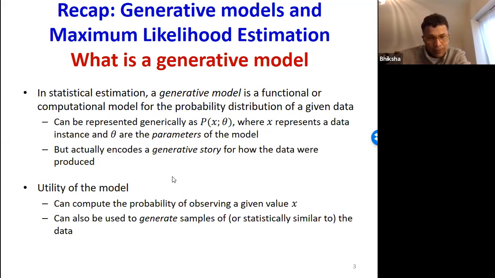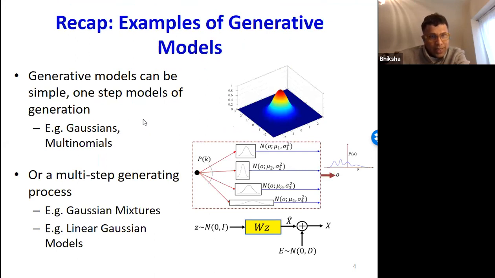We saw this in the last class. And the reason we want generative models is that we can compute the probability of observing a specific data instance X. We can also use it to generate samples that are statistically similar to the data that we've learned the model from. We saw a couple of examples of generative models. So Gaussians, for example, this is what I call a one-step generative model, where you just draw a sample and that's it from the distribution, or a multinomial, where you just roll a die a bunch of times and that's it. You get an observation. So here, the process of generating an observation is a one-step process.